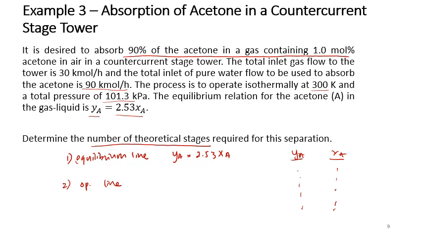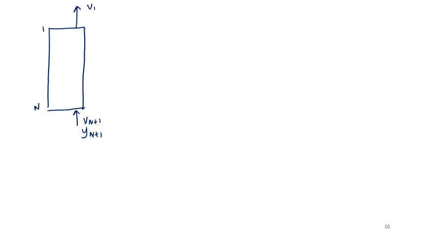Again, to solve this problem, you should visualize and draw a diagram. So this is your column, this is stage 1. At the end of the column is stage N, so your vapor inlet is V(N+1) with concentration y(N+1), and the vapor outlet is V1 with concentration y1 of the solute, and your liquid inlet is L0 and x0, and the liquid outlet is L(N) and x(N) as the solute concentration.